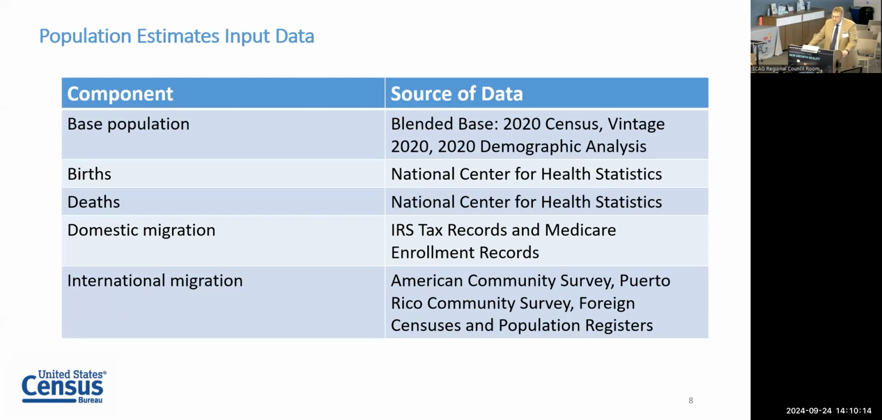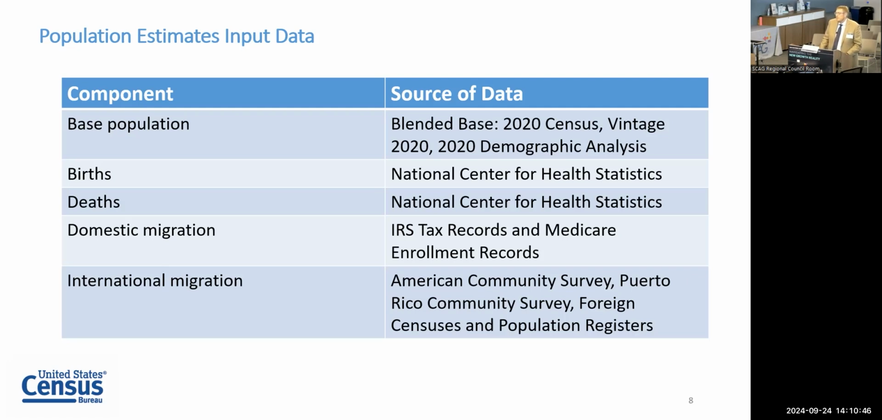So this table shows the different components and their main source for data. For our base population, traditionally, we've used just the decennial census as is. But this decade, because of when the data were available for us to use and some other limitations, we're using what's called our blended base approach. So this is combining three sources of data: the 2020 census, the vintage 2020 population estimates, and then the 2020 demographic analysis results. I'll talk more about this in a moment.